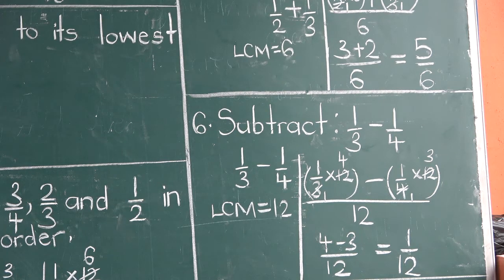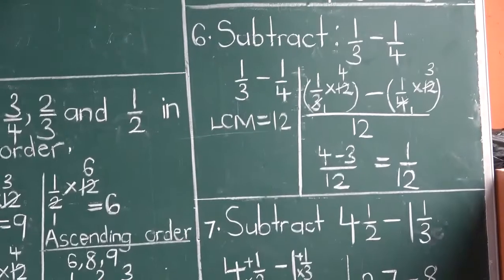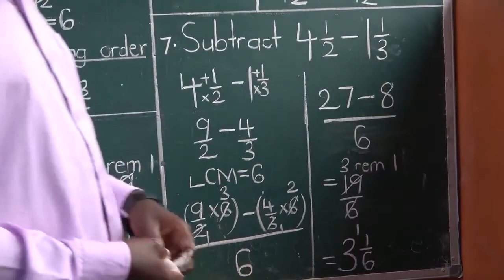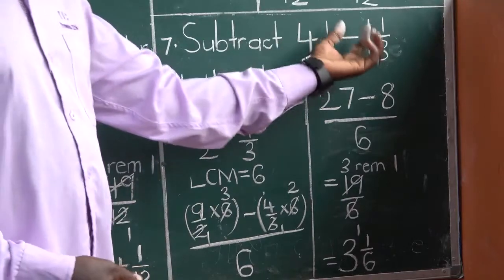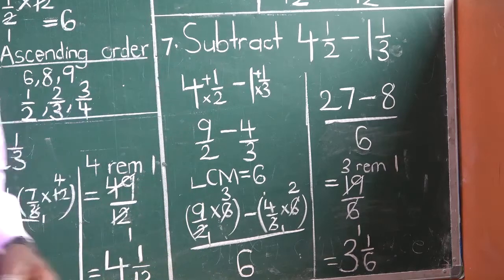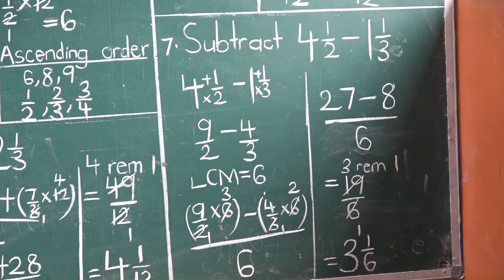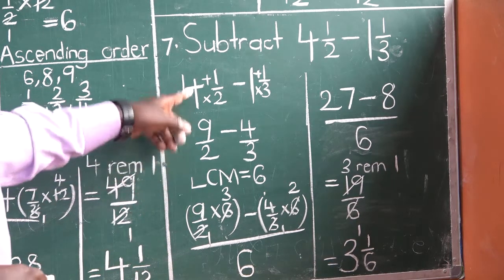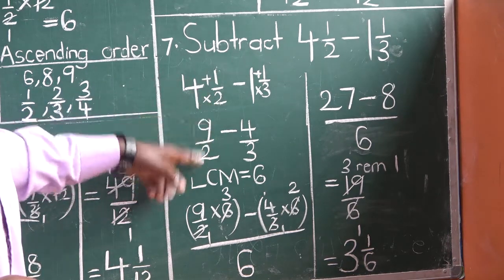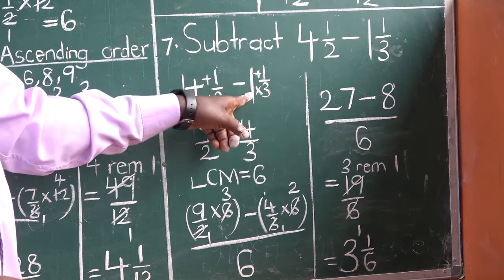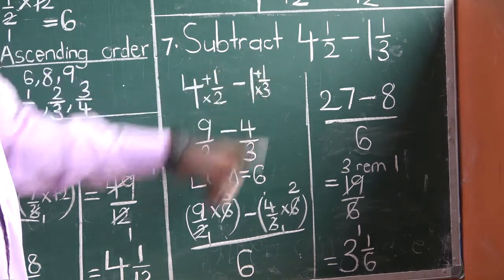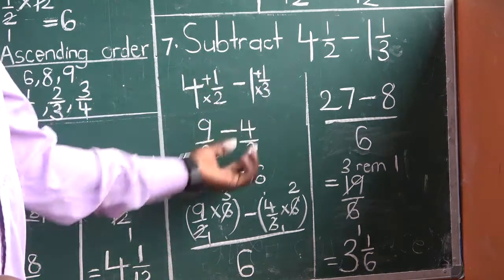As we look at the last example about subtraction, this time of mixed fractions, subtract 4 and a half minus 1 and a third. Subtract 4 and a half minus 1 and a third. So we come back to an improper fraction. We multiply 4 times 2 plus 1. 4 times 2 is 8 plus 1, we get 9 out of 2. Then 3 times 1 is 3, plus 1. So you get 4 out of 3.